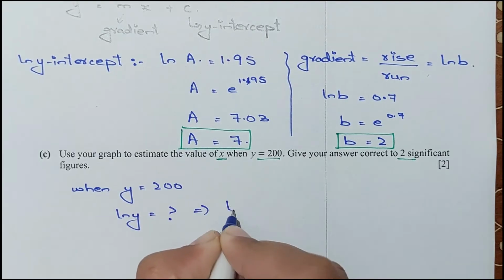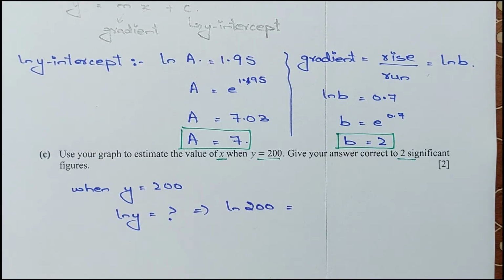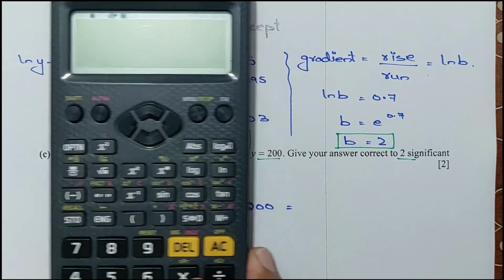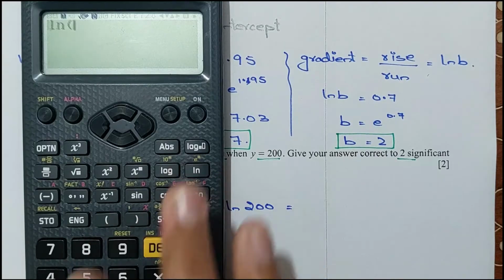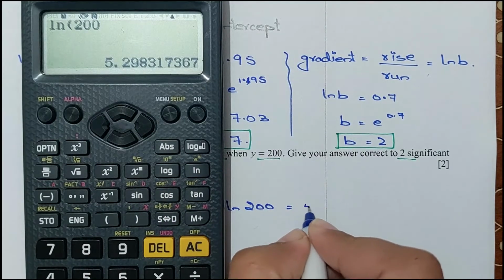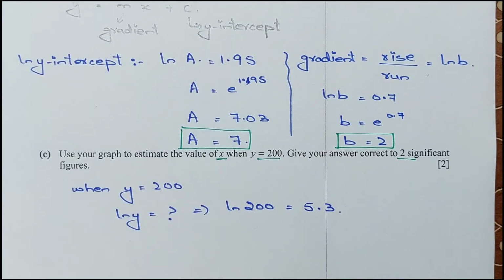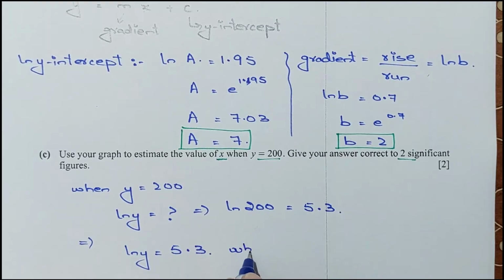This implies what is ln of 200, because the graph is against ln y and x square. So we can say ln of 200 is 5.3 up to two significant figures, right? So this implies when ln y is equal to 5.3, what is my x? What is x square corresponding to that value?